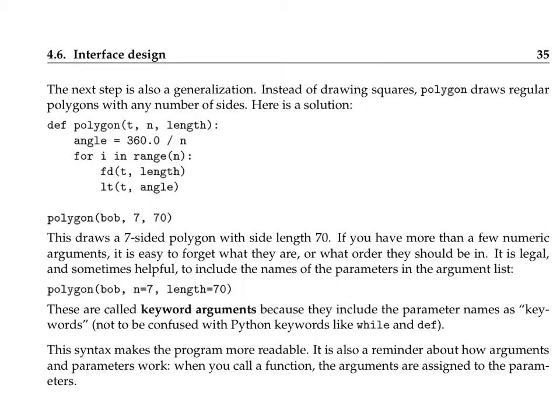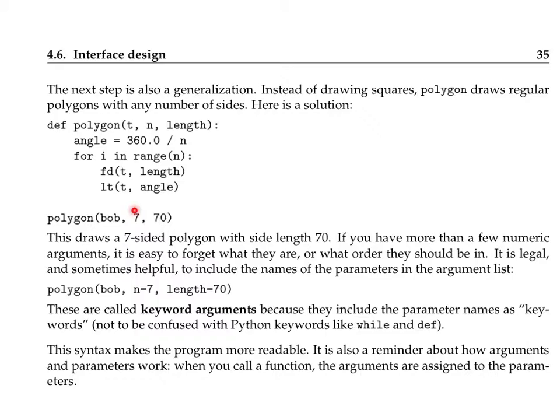Now a further generalization, we add the parameter n, which is the number of sides. So here we call polygon on Bob with 7 sides and a side length of 70. If you think about it, it makes more sense to put the number of sides parameter before the length, because the number of sides of the polygon is a more important attribute than the length of the polygon. So if something is a square of side 30, it's a square before it is a square of side 30. It's not the length of the side that's the important thing, it's the fact that it's a square.